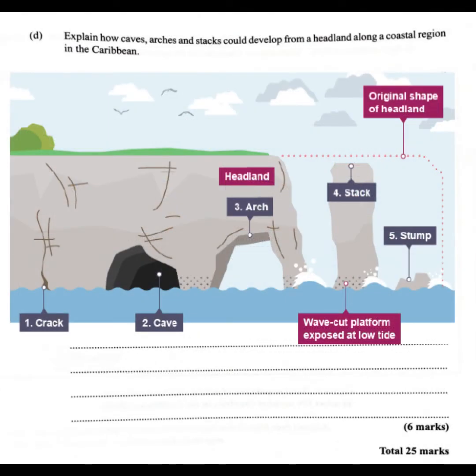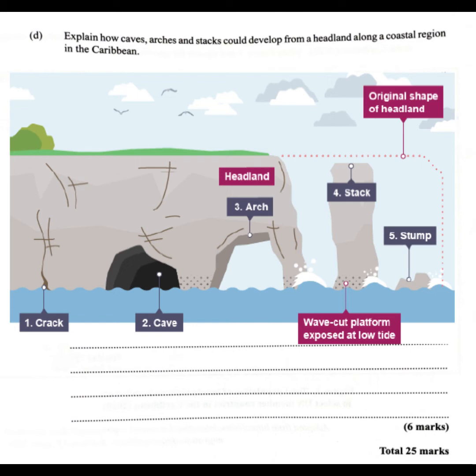Question 2, part D, asks that we explain how caves, arches, and stacks could develop from a headland along a coastal region in the Caribbean. And I went ahead and provided a picture so that it is easier for me to explain whilst looking at the picture. So, weakness in the cliff or the headland, such as joints and faults, will erode the base of the headland to form sea caves on opposite sides of the headland.